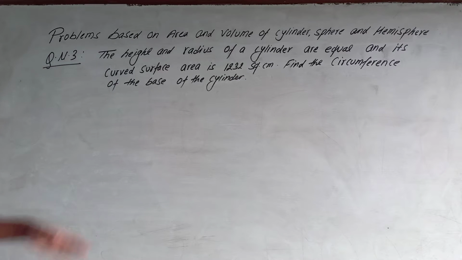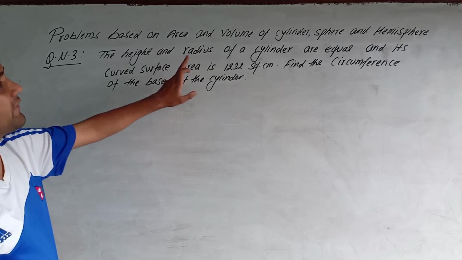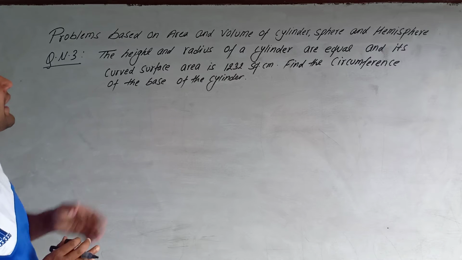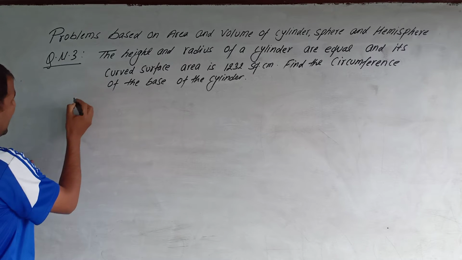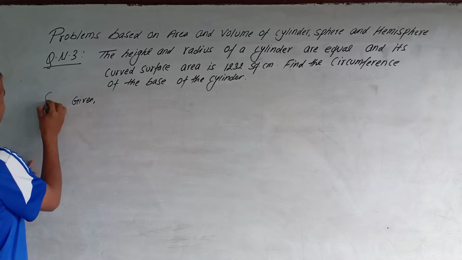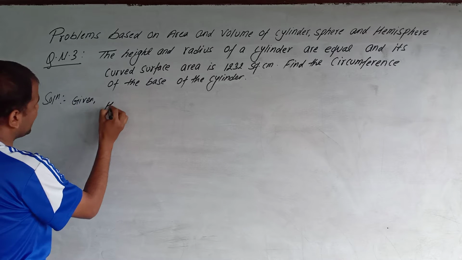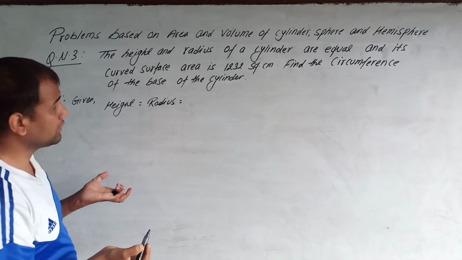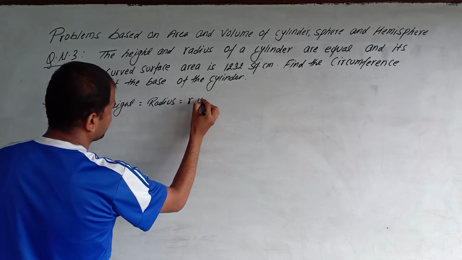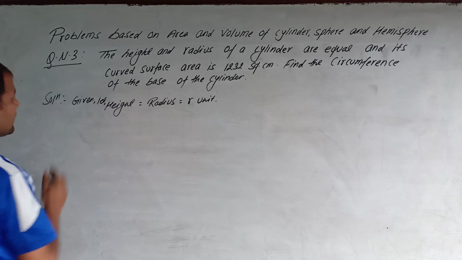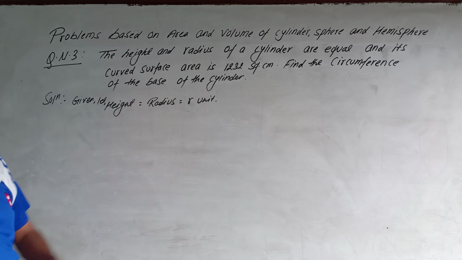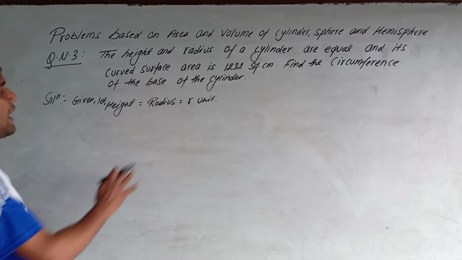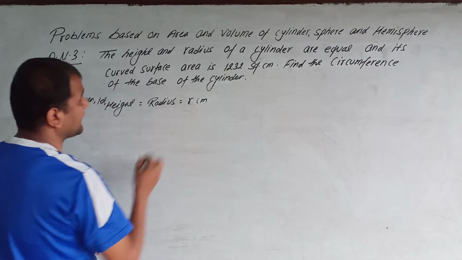First, we read the question very carefully. Here it is given that the height and radius of the cylinder are equal. There is one cylinder having equal units of height and radius. So given: height is equal to radius is equal to r unit. Suppose here height and radius of the cylinder are equal, so height is equal to radius is equal to r unit, or r unit is what? Centimeter here. So we write here r centimeter.